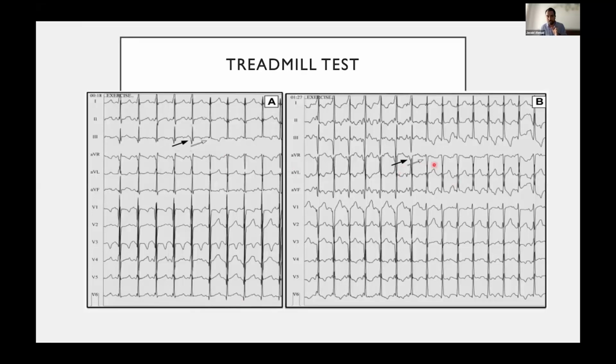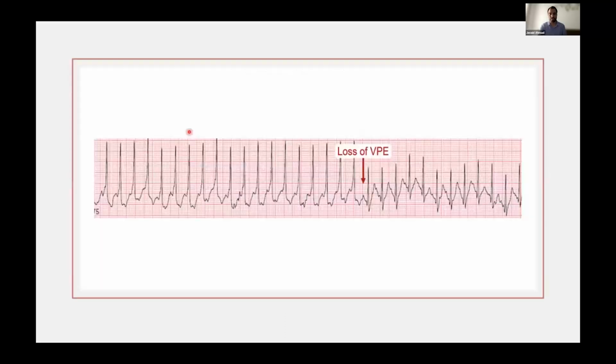On the right side also, you can see a nice sudden loss of pre-excitation. So here we know this is sudden loss of pre-excitation at around 380 milliseconds. Sorry, around 400, more than 400 milliseconds. So this will be a low risk indicator for sudden cardiac death in this patient.